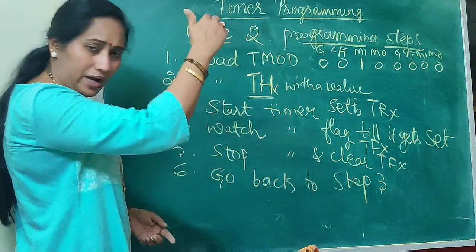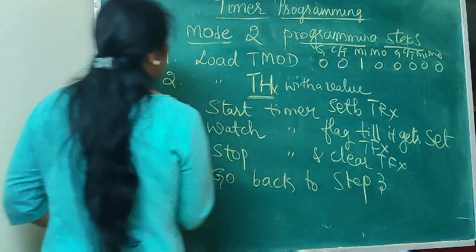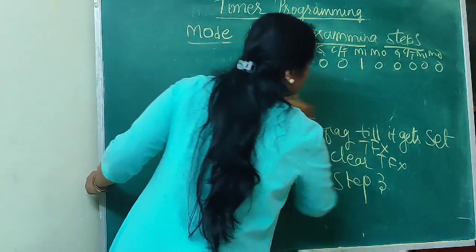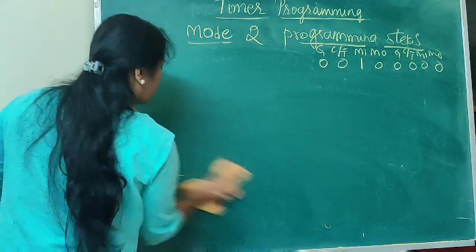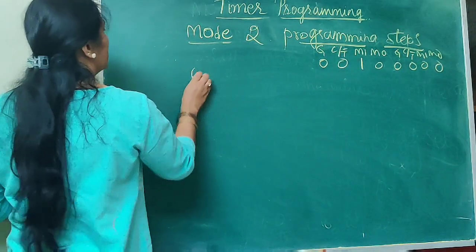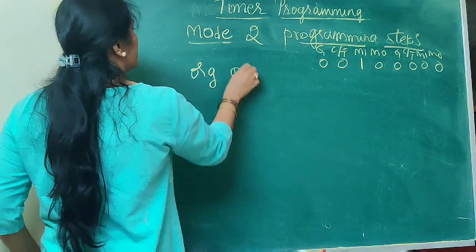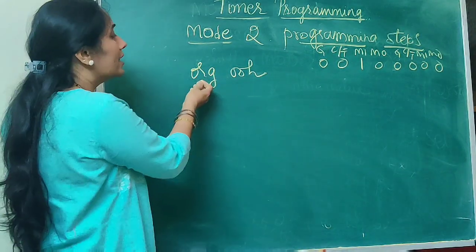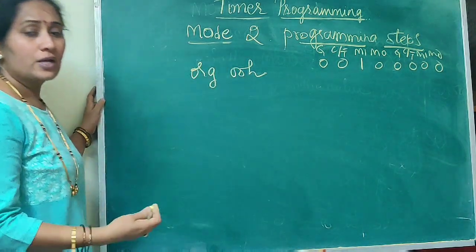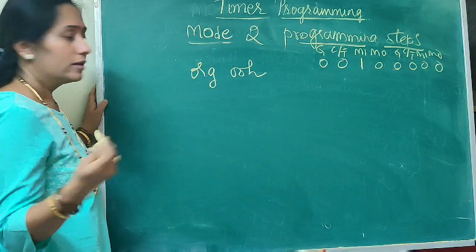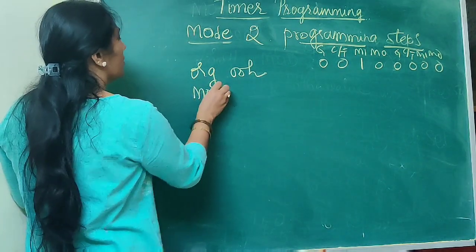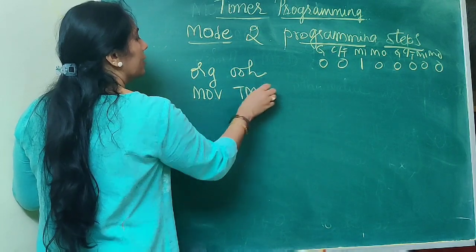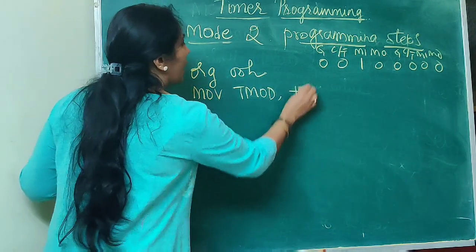The steps remain the same. Accordingly we are going to write the assembly language program. Okay, so here the first instruction is the directive ORG. Let me write 00 hex as the origin, which says that the program is beginning from 00 hex in the program memory. Okay, MOV TMOD, comma hash.